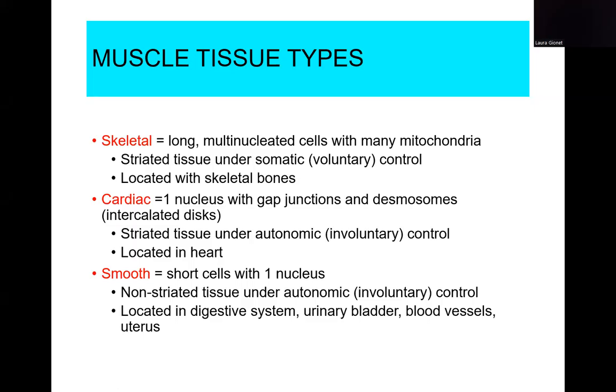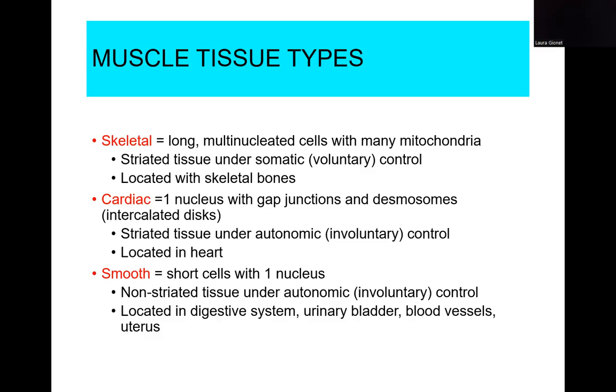Skeletal muscle has very long multinucleated cells with lots of mitochondria, right? It has a striated appearance, and it's under voluntary nerve control, primarily attaching to skeletal bones. There are a few areas in the body where we have skeletal muscle that's under volitional control but does not necessarily attach to bones. But for the most part, for all intents and purposes at this point, this is the kind of muscle that attaches to bones. So when it shortens, it moves the bones that it's attached to.